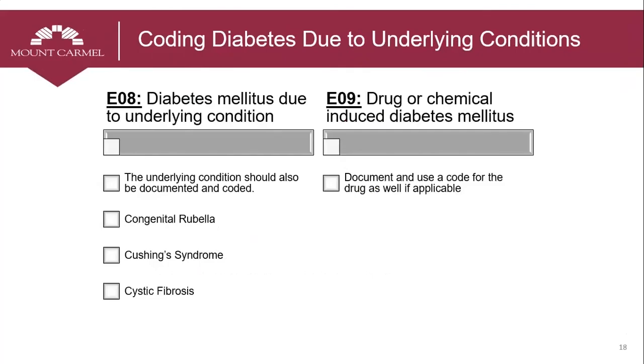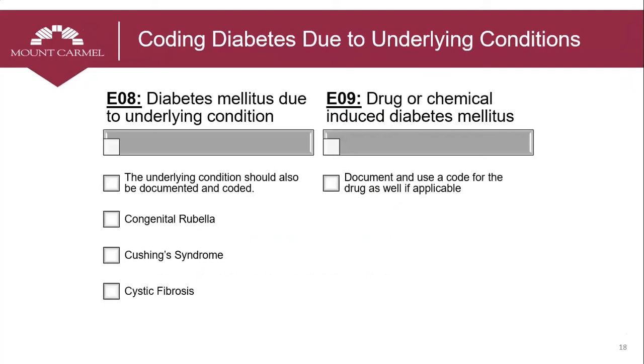Sometimes diabetes can be caused from an underlying condition. When this is the case, it is important to document this in the medical record along with the underlying condition that is causing the diabetes. In this slide, you can see examples of underlying conditions that cause diabetes, such as congenital rubella, Cushing's syndrome, or cystic fibrosis. When these are present and documented in the note, it is appropriate to code first for the underlying condition and then add a code from category E08 for the diabetes due to the underlying condition.